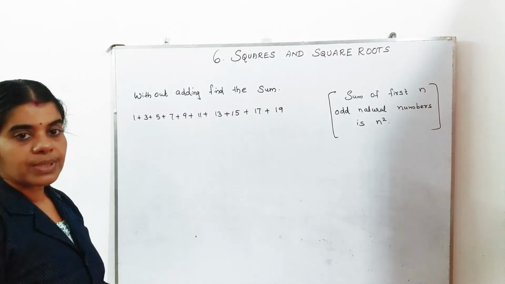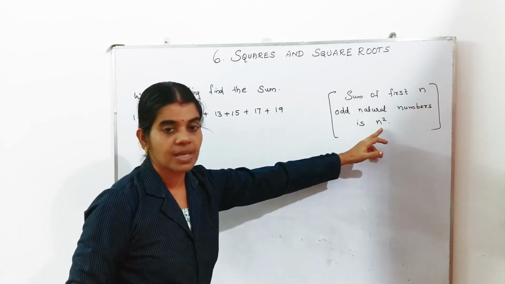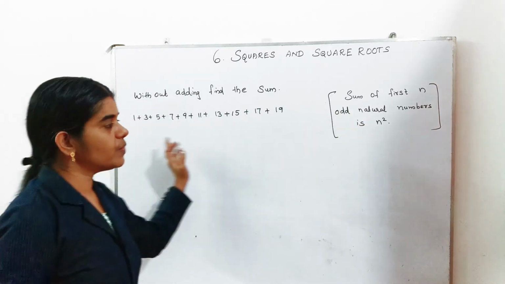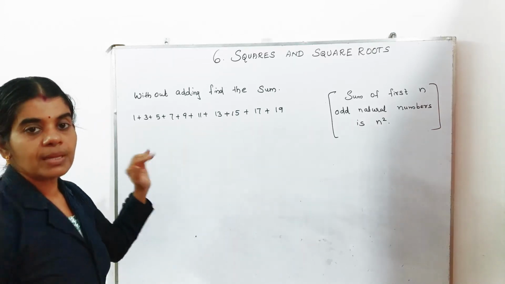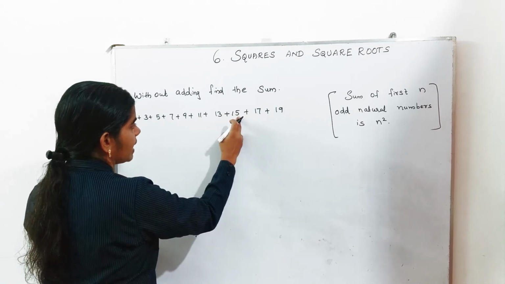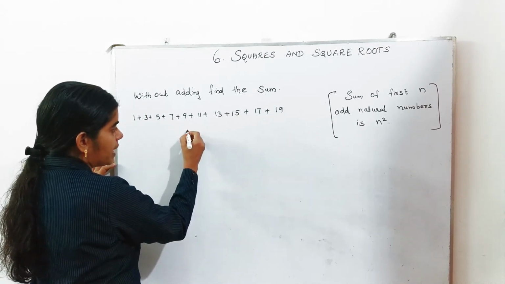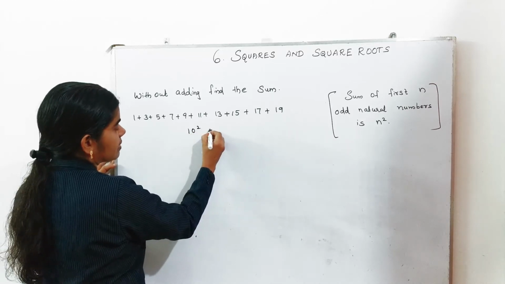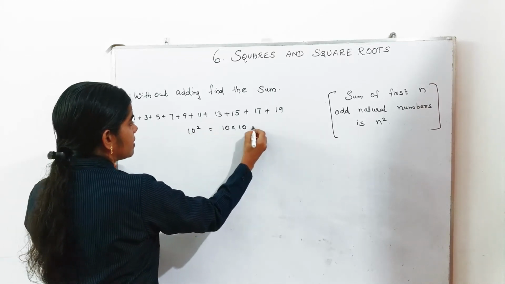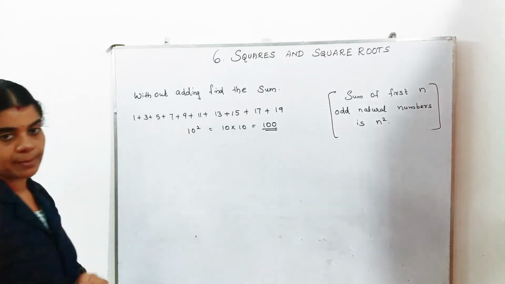Then how can we find out the sum? We already found that the sum of the first n odd natural numbers is equal to n square. Then you want to find out the n. How many numbers are there? 1, 2, 3, 4, 5, 6, 7, 8, 9, 10 numbers are there. Therefore, its sum will be 10 square, that is 10 into 10, that is equal to 100, the sum of the successive odd numbers.